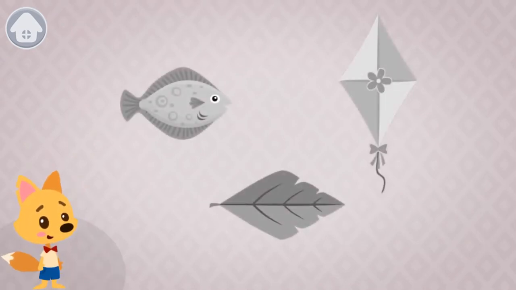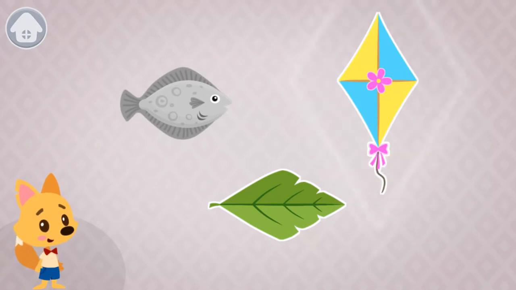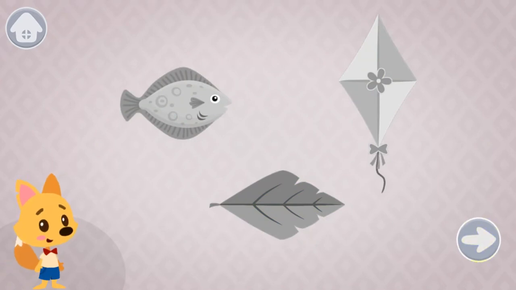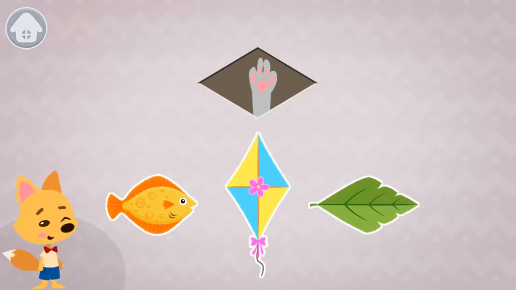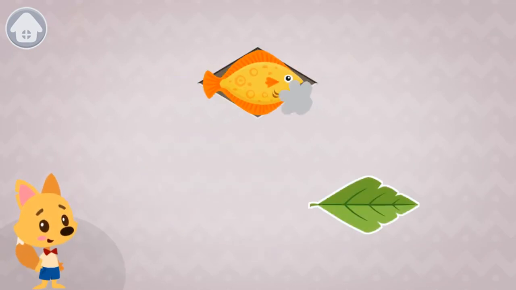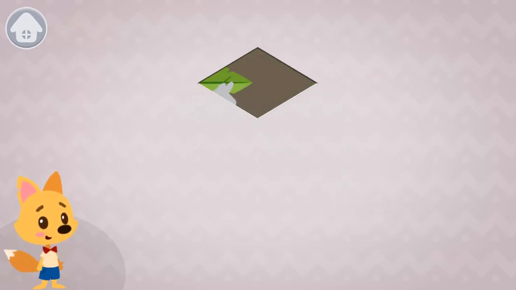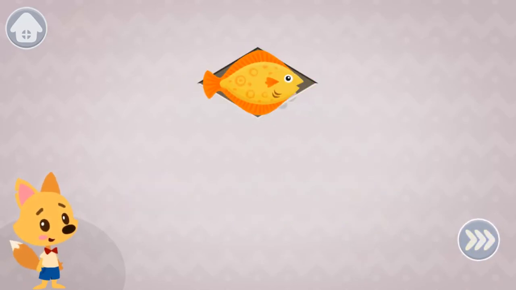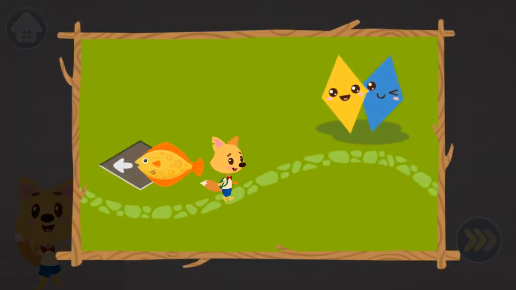Tap on all the rhombus-shaped items. Leaf, kite, fish. Drag the rhombus-shaped items into the window above. Keep it up. Got it. Drag the same figures to each other.